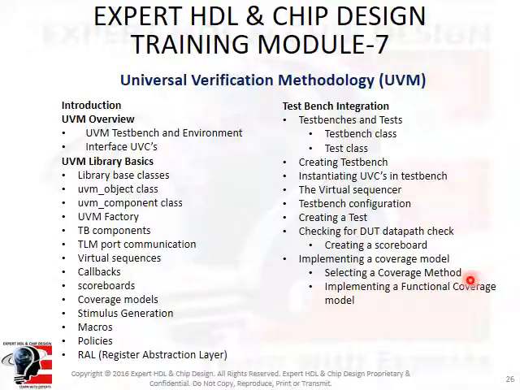Module 7 is a complete module in Universal Verification Methodology, which is the current industry standard for verification methodology. This course is an independent certification course, but we highly recommend you take it along with System Verilog because of its wide extension of System Verilog concepts. We go over the UVM overview, the library basics of UVM, and then the test bench integration and the entire flow in detail.